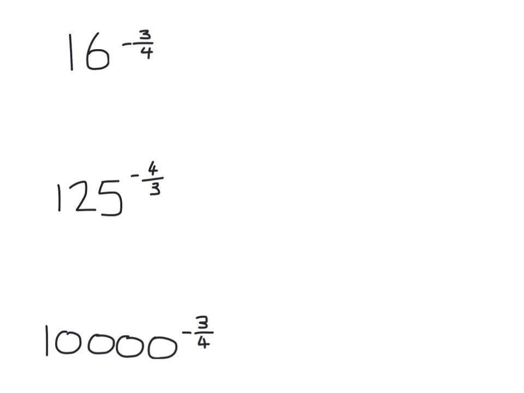Now in this question you'll see we've got our denominator of 4, so that means we're looking for the 4th root. So we've got 1 over the 4th root of 16, and then we have to cube our answer. Now if we square root 16 we get 4, and if we square root 4 we get 2. So the 4th root of 16 is 2, and then we have to cube it. So 2 times 2 is 4, 4 times 2 is 8, so it's 1 over 8.